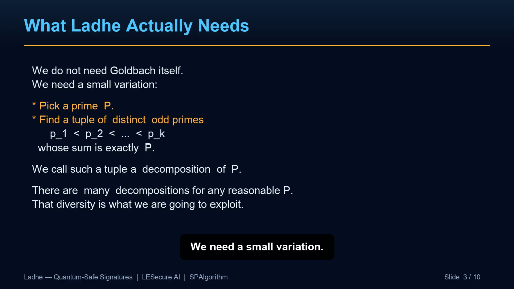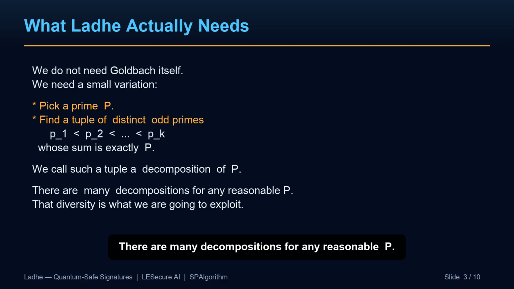We need a small variation. Pick a prime p. Find a tuple of distinct odd primes, in increasing order, whose sum is exactly p. We call such a tuple a decomposition of p. There are many decompositions for any reasonable p. That diversity is what we are going to exploit.